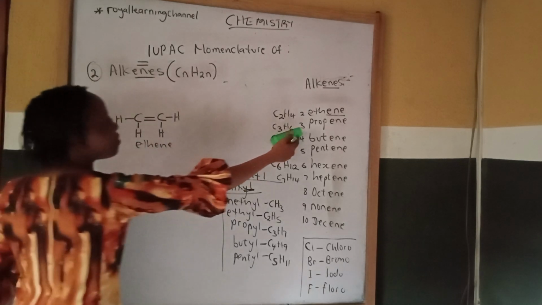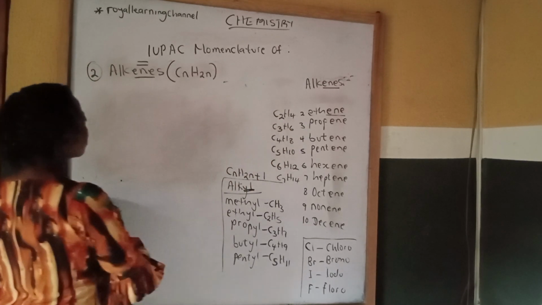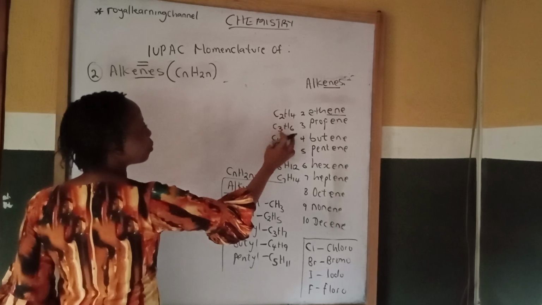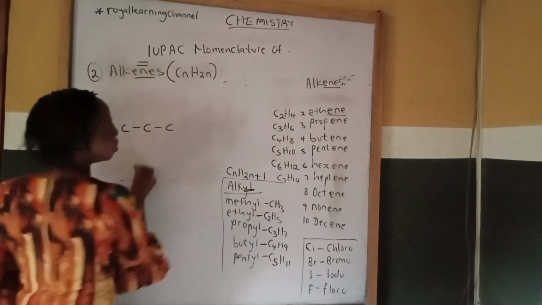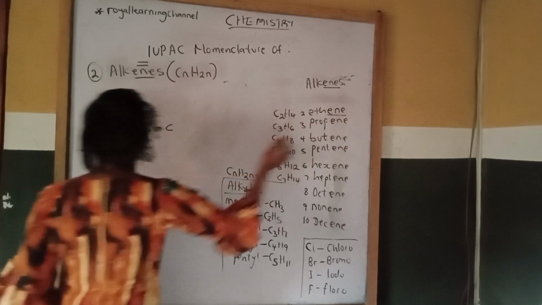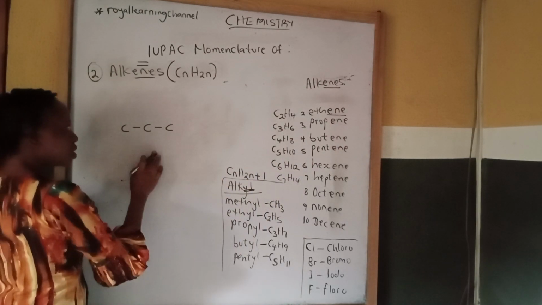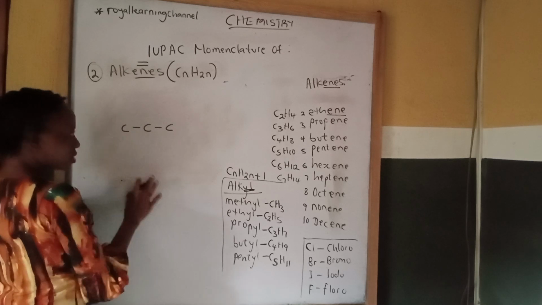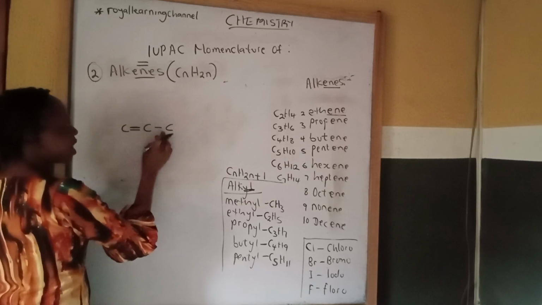So let's look at the structural formula for the next member, which is called propene. How many carbon atoms from propene? That is 3 carbon atoms. Then the ene, which is the double bond, must exist in between what? In between carbon atoms. That is in between 2 carbon atoms. So you can put your double bond anywhere, either here or here.